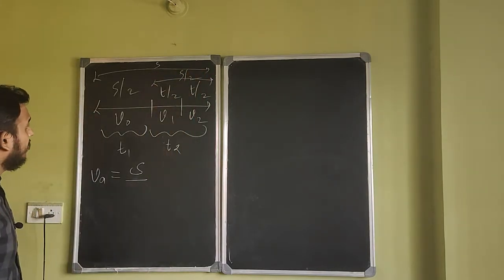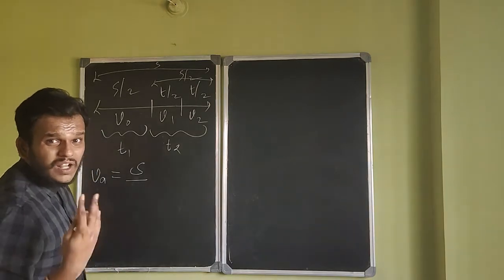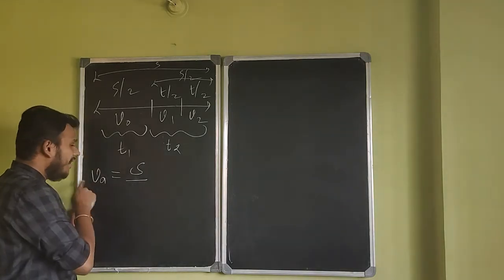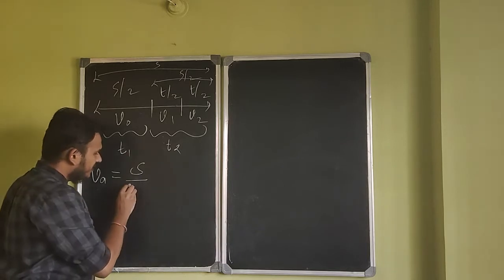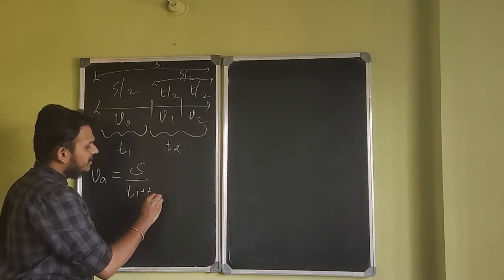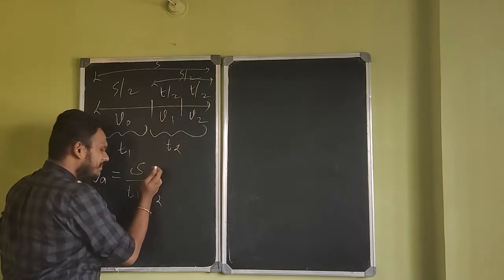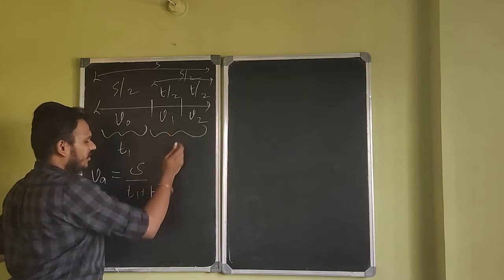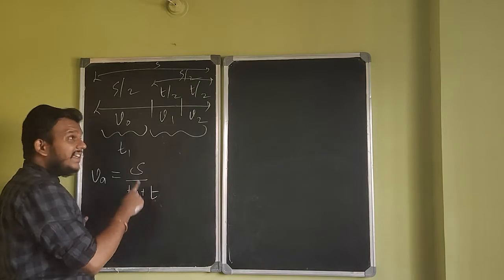Okay, fine. But to use the very fundamental formula for average velocity, what was the most fundamental formula? Total displacement by total time. If I'm going to use that, average velocity will be total displacement, which is s, divided by total time, which is going to be simply t1 plus t2. t2 is actually t by 2 plus t by 2, which I can simply write as t. So t1 plus t is my total time.